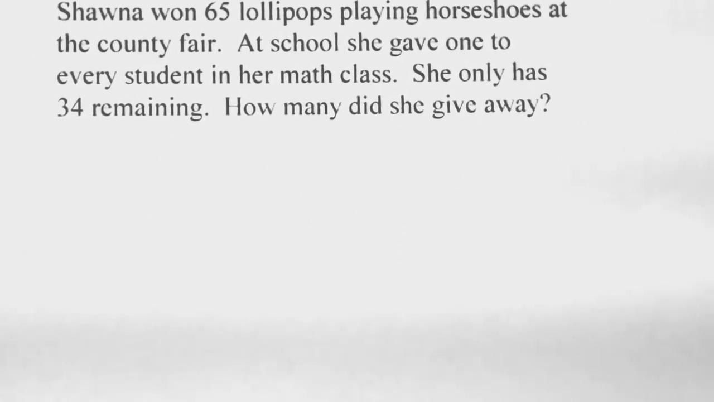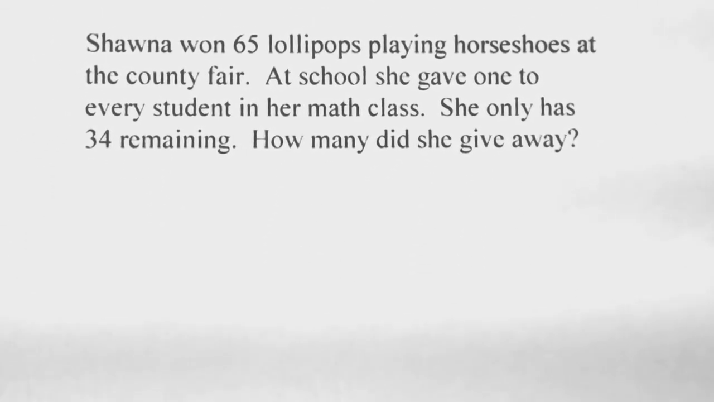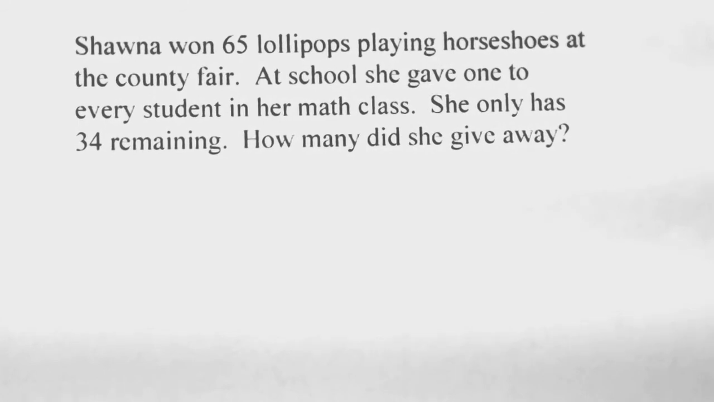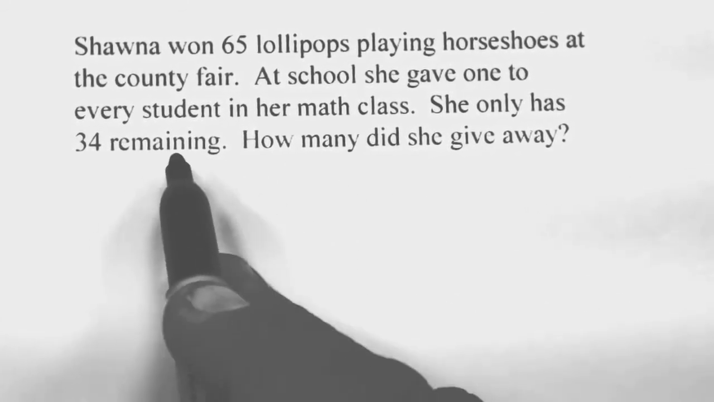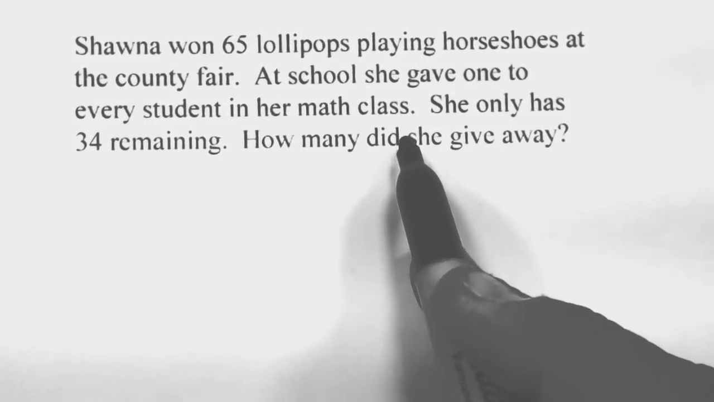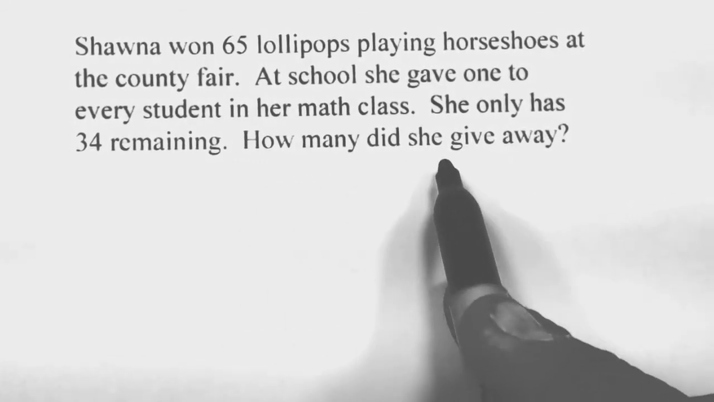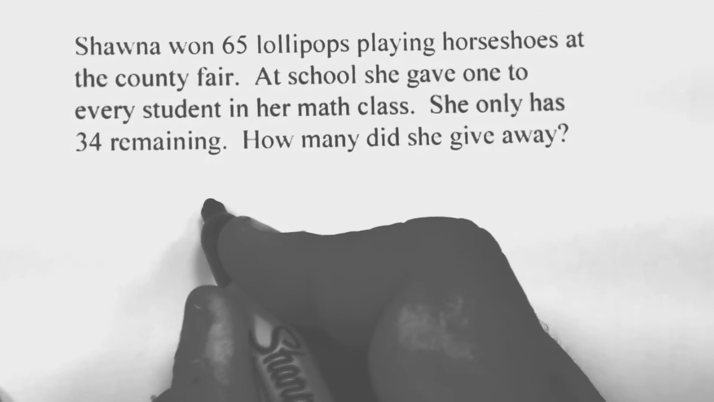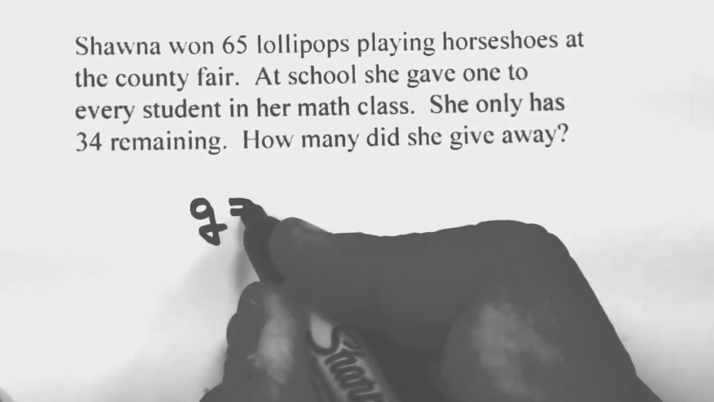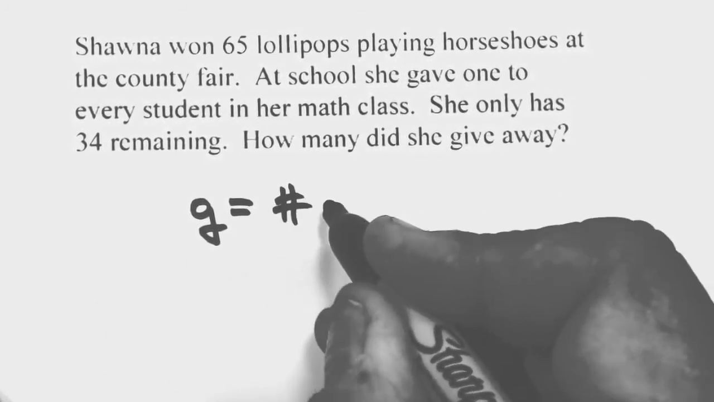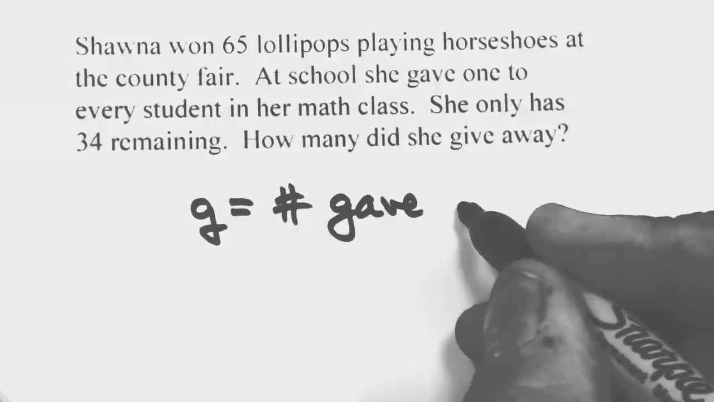Okay, Shauna won 65 lollipops playing horseshoes at the county fair. At school, she gave one to every student in her math class. She only has 34 remaining. How many did she give away? Let's say G equals the number that she gave away.